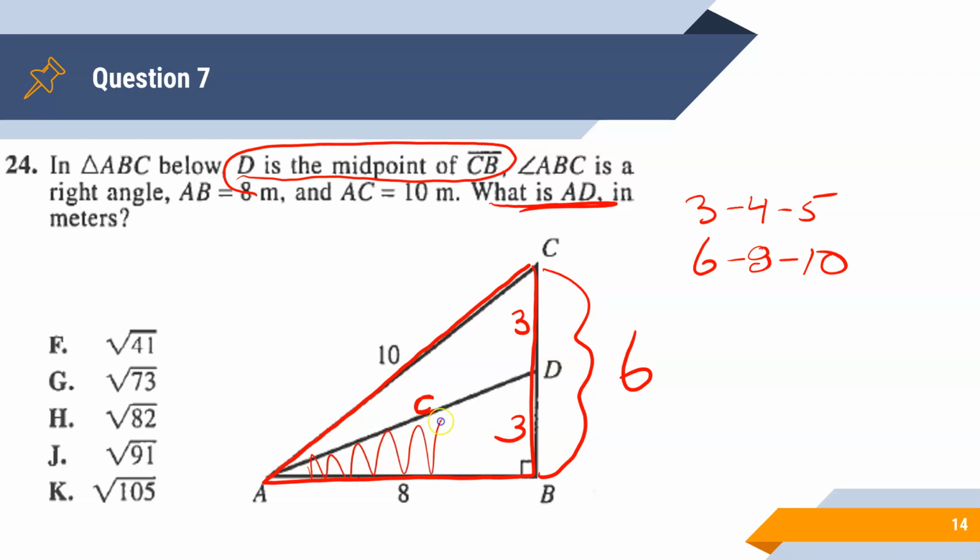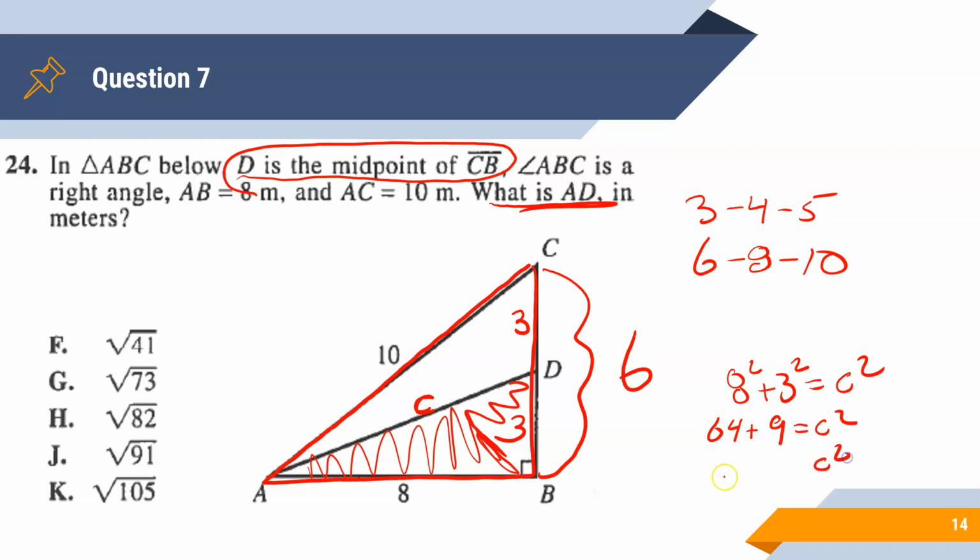Well, now we're going to do Pythagorean theorem on this little triangle down here. So 64 plus 9 is c squared. Take the square root. We have our result. Okay.